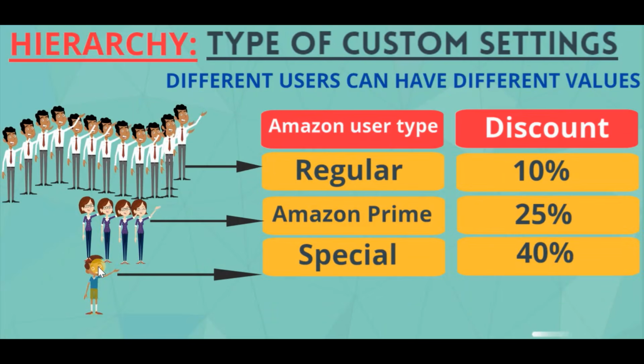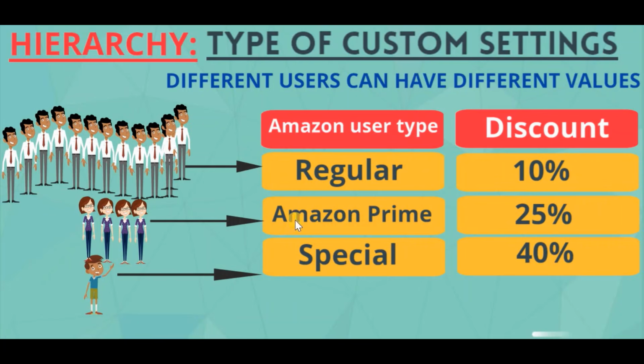Now comes the hierarchical. Hierarchical says different users can have different values. So let's say Amazon is using the Salesforce application where it is putting all their products in our cart. In here, they got a Christmas sale with discounts. You see these people who are standing in a wave form and waving their hand, right? So these are like regular users. For regular users, Amazon wants a 10% discount on the Christmas sale.